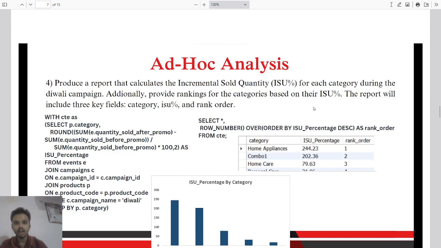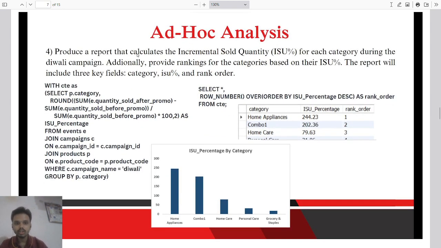Moving forward, the fourth ad hoc analysis: provide a report that calculates the incremental sold quantity, that is ISU percentage, for each category during the Diwali campaign. Additionally, provide a ranking for the categories based on their ISU percentage. Here also I used a common table expression in the query, and I also used a join clause.